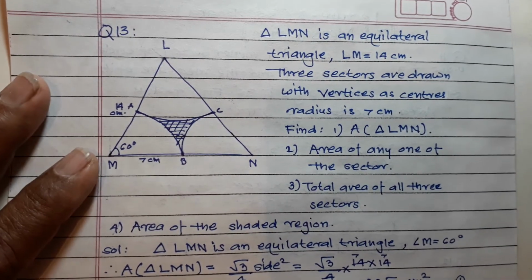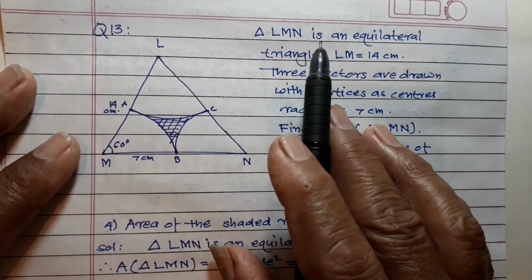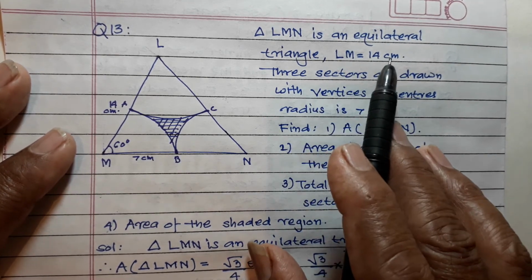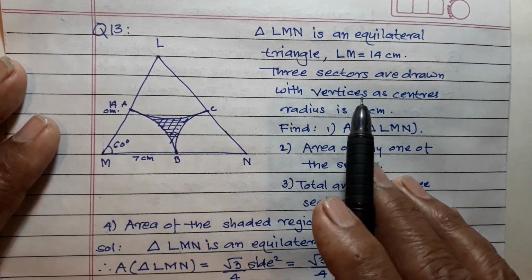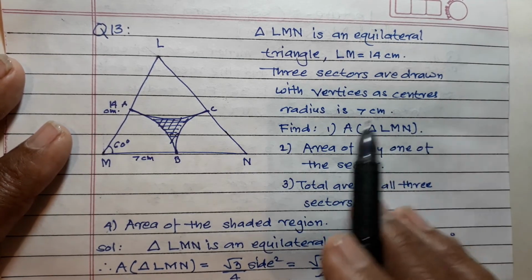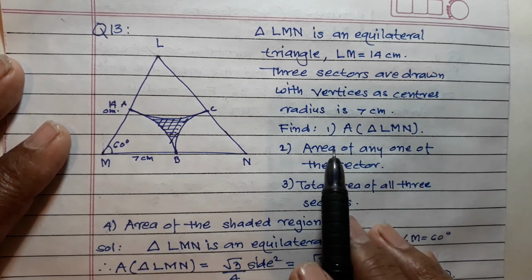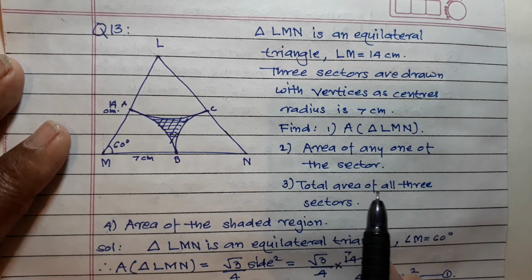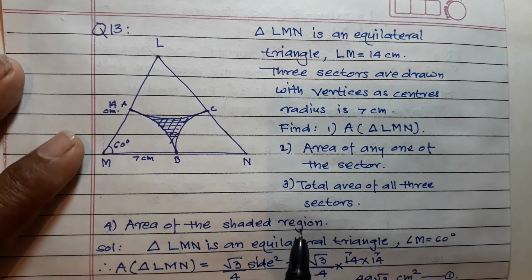Question number 13. Triangle LMN is an equilateral triangle. LM is equal to 14 centimeter. Three sectors are drawn with vertices as centers. The radius is 7 centimeter. Find the area of triangle LMN, the area of any one of the sectors, the total area of all three sectors, and the area of the shaded region.